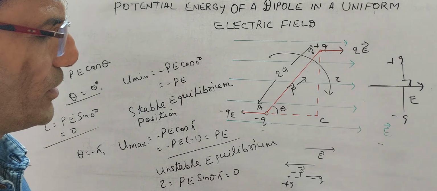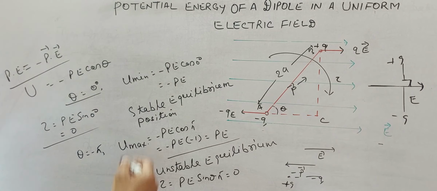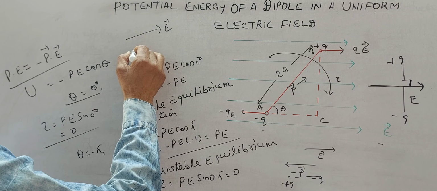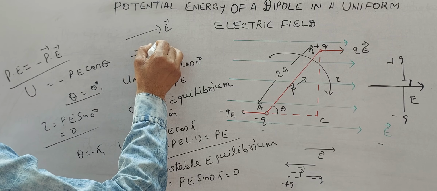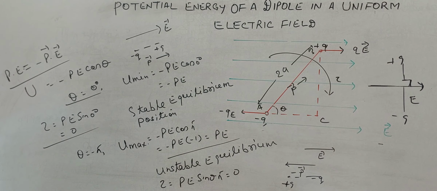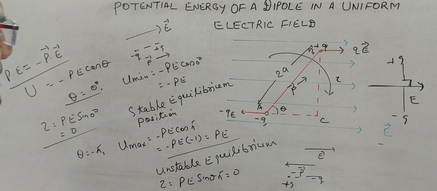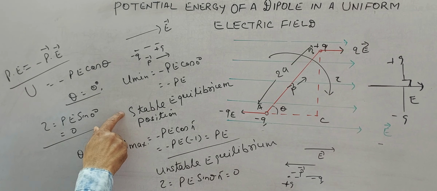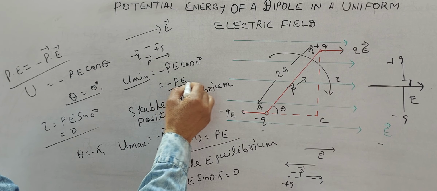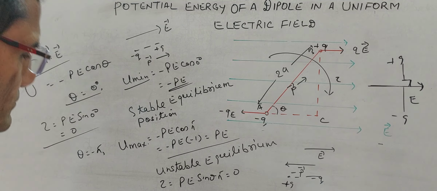Any dipole has the tendency to come to the stable equilibrium position. It means that when your electric field is along this direction, the dipole moment should be along the direction of the electric field. Whenever the axis of the dipole and the electric field are in the same direction, you will be in the stable equilibrium position and your potential energy will be minimum. The minimum value becomes minus pE. So these are the two cases.